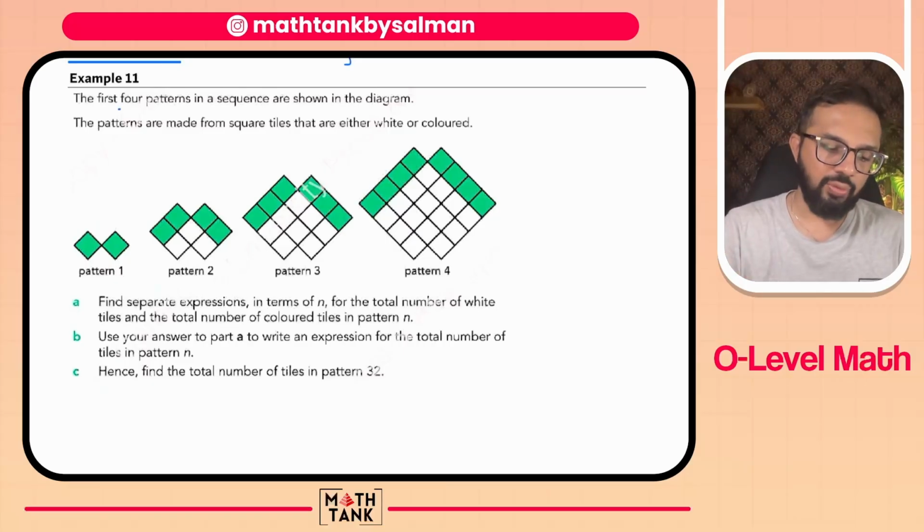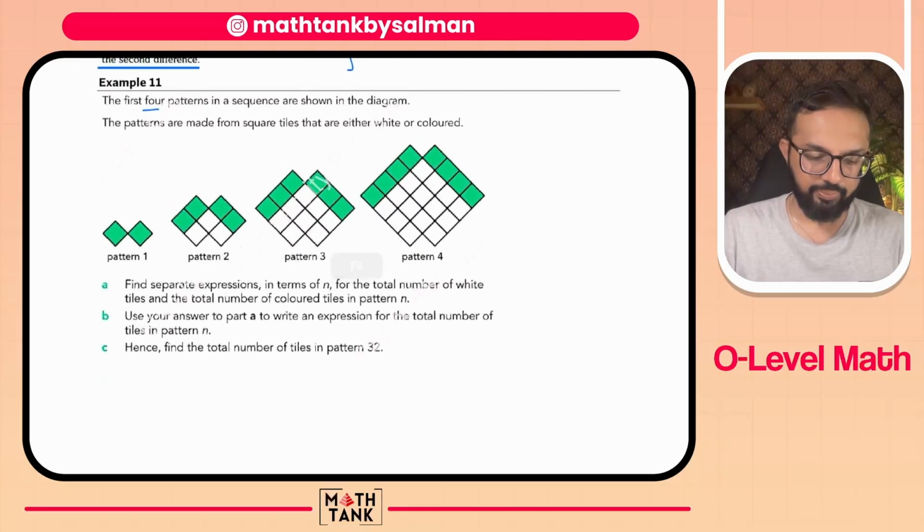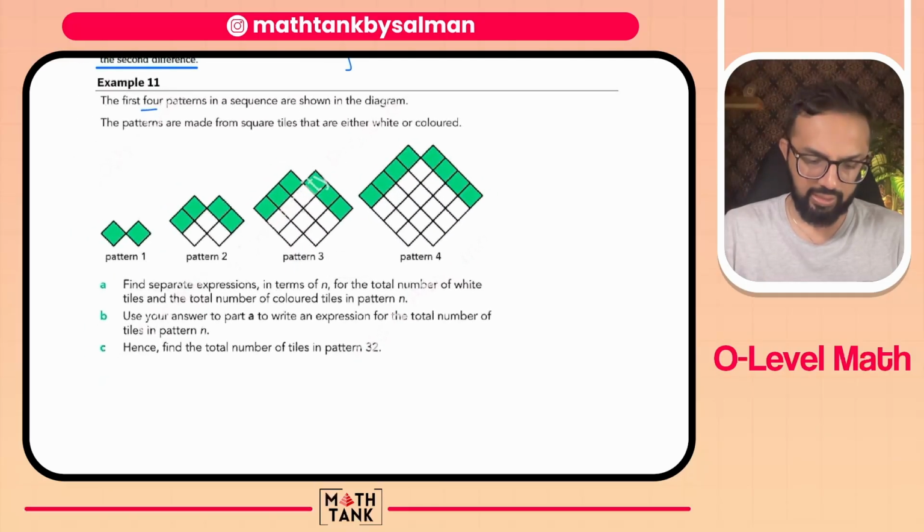The first 4 terms in a sequence are shown in the diagram. The patterns are made from square tiles that are either white or colored. The first part says: find separate expressions in terms of n for the total number of white tiles and the total number of colored tiles in the pattern. So let's first list down what the white tiles and the colored tiles are.